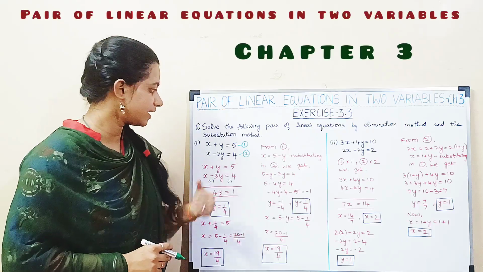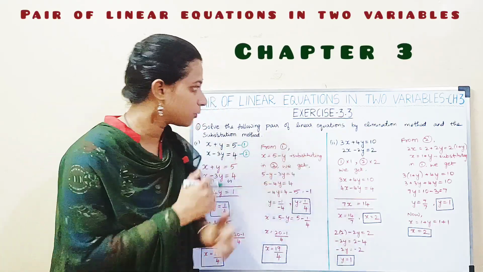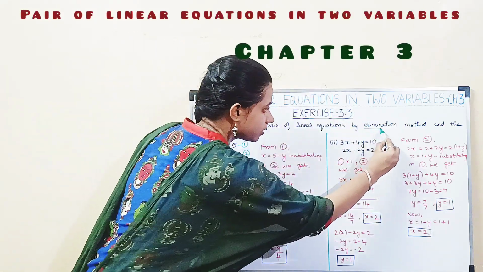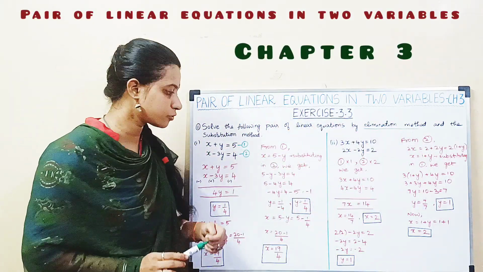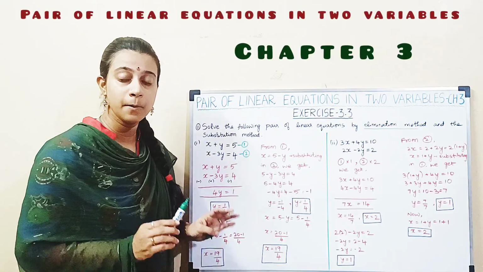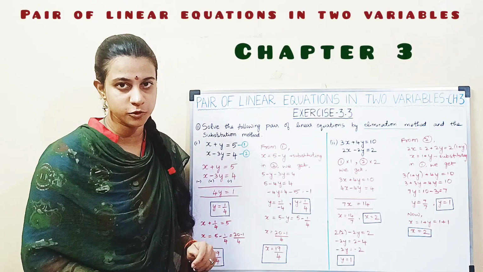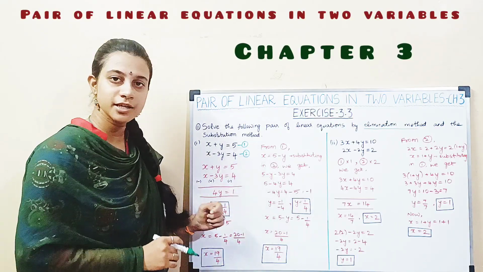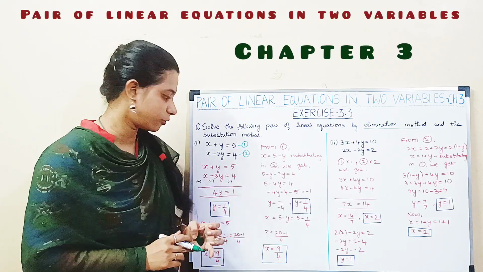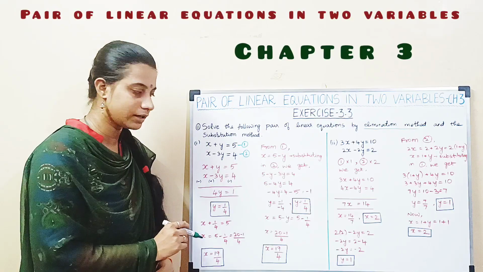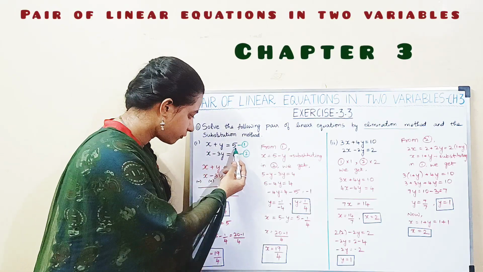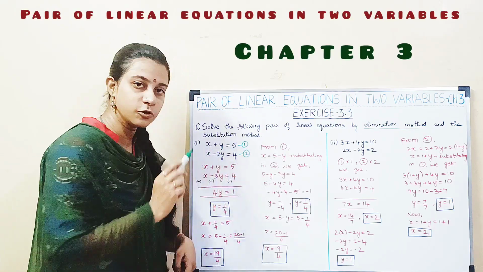The first question reads: solve the following pair of linear equations by the elimination method and the substitution method. So in this first question we are asked to solve the given pair of linear equations by the elimination method as well as the substitution method. We will solve these equations by both methods one by one. In the first subdivision of this question, the equations given are x plus y equal to 5 and x minus 3y is equal to 4.